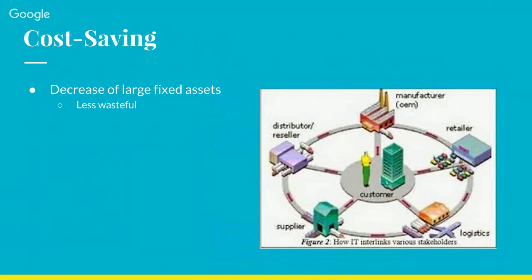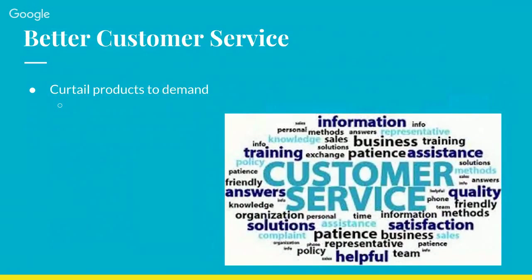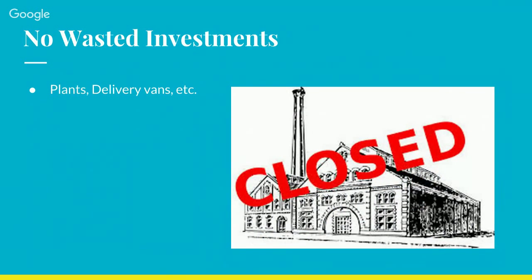Cost saving, decrease of large fixed assets, less wasteful. This before, you buy less vans to deliver products than you need to. You buy more than you need to, and supply chain management helps you cut that down. Better customer service. It curtails products to demand, so basically it creates the ideal number, the magical number of products you want for the demand you have. So basically, you're supplying for demand and not oversupplying. No wasted investments, plants and delivery vans, planes, or anything you use, conveyor belts.